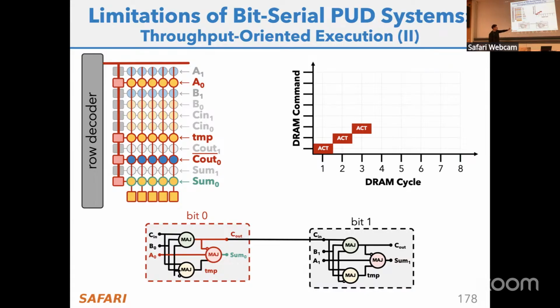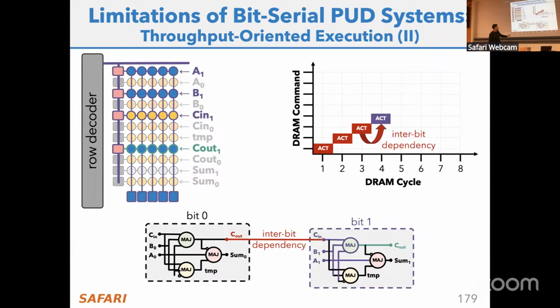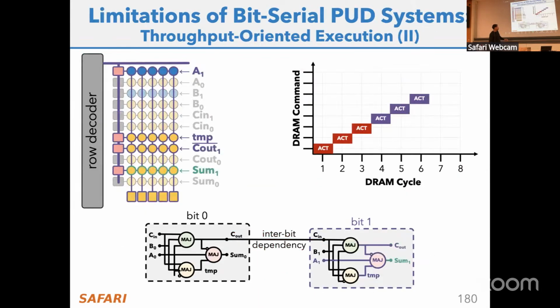Here, again, I'm just showing the example of addition. And on the other side of the slides, I have what the operations are being issued in each DRAM cycle. As you note here, I issue 3 DRAM operations until I can generate the carry, and after that, I have my carry out bits being generated from bit 0 to the next bit, and then I can start doing operations for the follow-up bits in a serial manner.